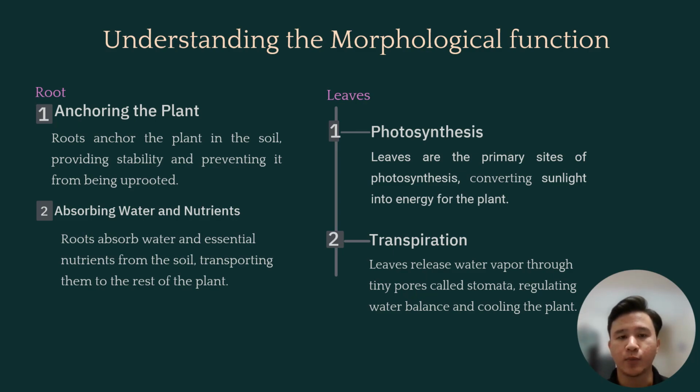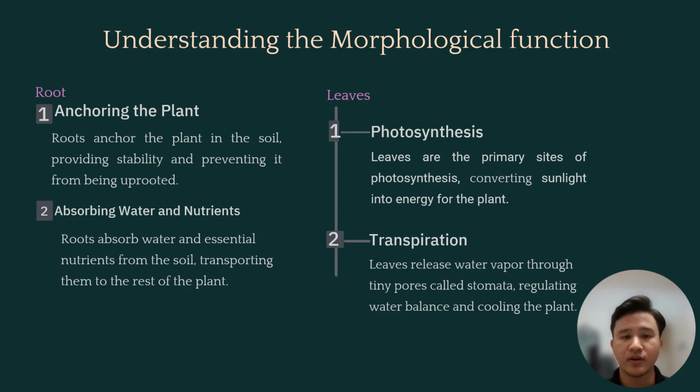For the next slide, I will explain about understanding the morphological function. Here we have 4 items. I will explain one by one. Number 1, roots. First, anchoring the plant. Roots anchor the plant in the soil, providing stability and preventing it from being uprooted. Second, absorbing water and nutrients. Roots absorb water and essential nutrients from the soil, transporting them to the rest of the plant.